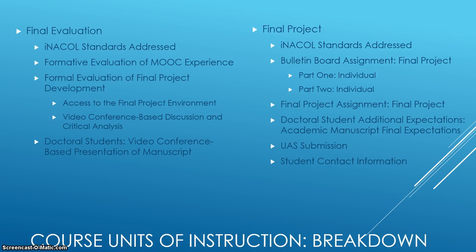The doctoral students have additional expectations, the academic manuscript final expectations, meaning all of the information, as well as submitting proof that you have submitted the manuscript that you've been working on all semester to the national or international peer review journal for consideration. The UAS submission, and then student contact information in case something crazy happens after our course is over and I need to be able to contact you. In case any of your information has changed, I ask that your student contact information is shared only with me, only privately through our assignment submission area, so that in case something has changed that I didn't know about, I will have that information easily available.